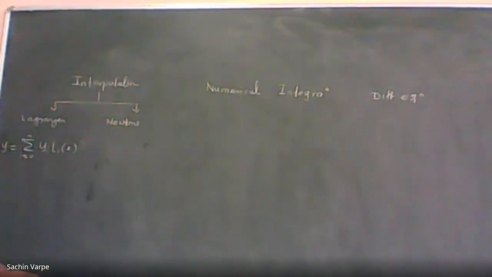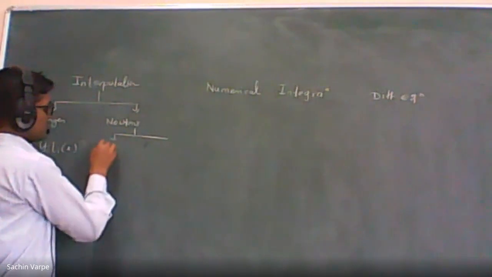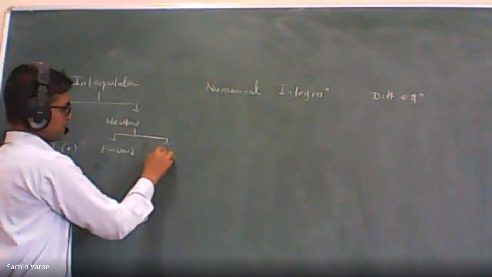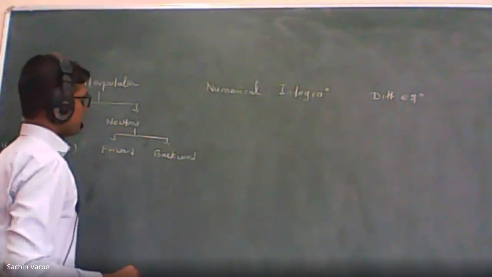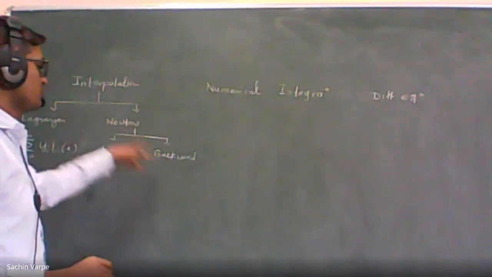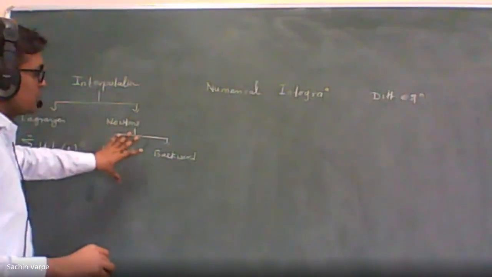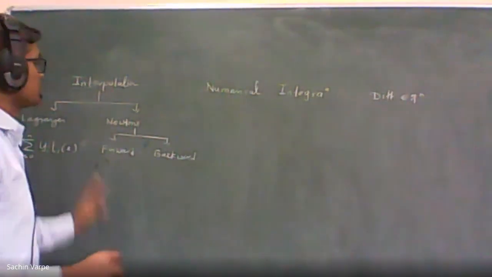Newton's forward and backward. Basically, we have used only shift operator and forward, shift operator and backward to define the Newton's interpolation. But you should know the relation between the remaining operators also. That is why we have discussed all the operators here.